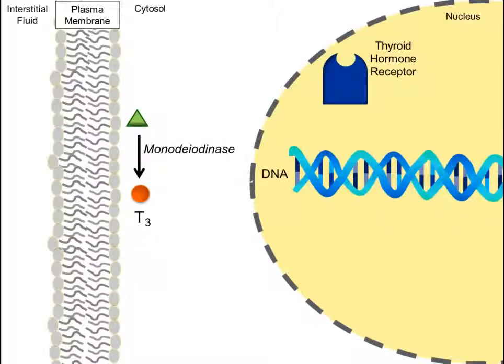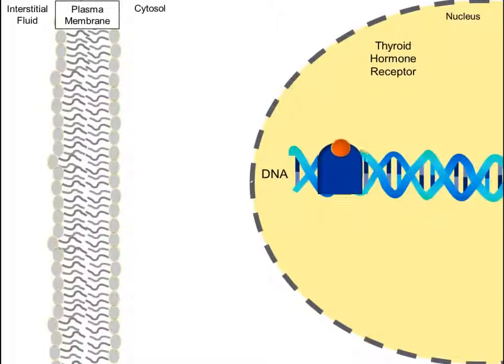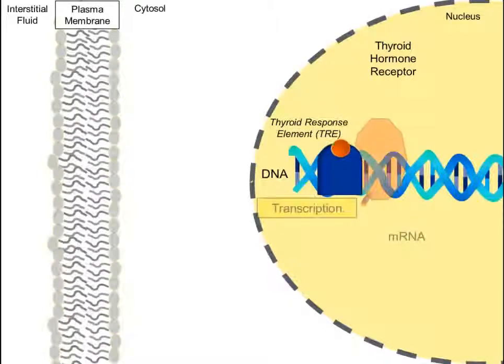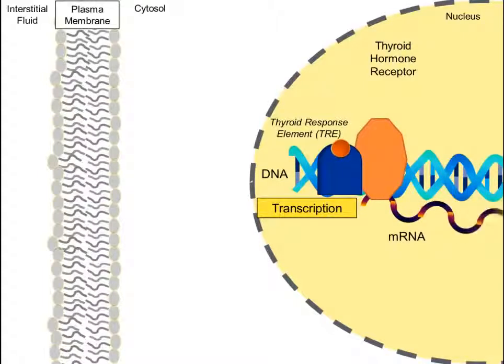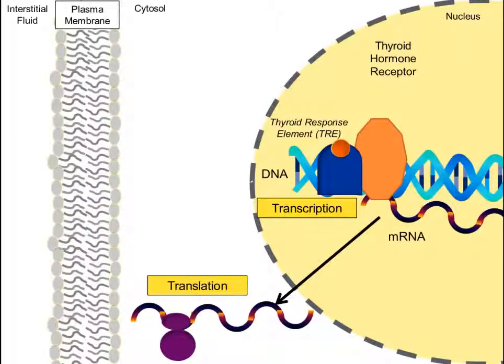T3 then diffuses into the nucleus and binds to a thyroid hormone receptor. This complex binds to the thyroid hormone response element and initiates nuclear transcription and cytosolic translation. The protein product, shown here as a sodium-potassium pump, would then be able to initiate the effects of the hormone.